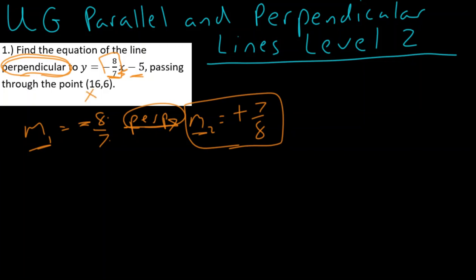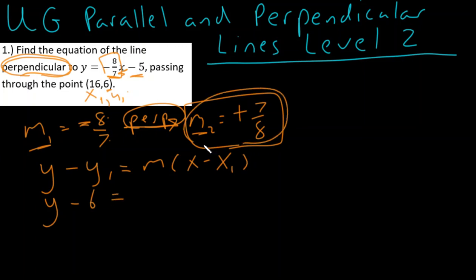And when our point is (16, 6), we know we have an x1, y1. And this allows us to plug into our point slope formula. y minus y1 is equal to m parentheses x minus x1. Okay, so we have y minus, let's see, our y1 value is 6, is equal to our m. Our slope is what we found here, our m2, 7/8 times x minus, and of course our x1 value is 16.